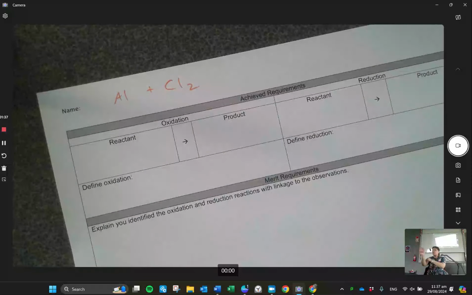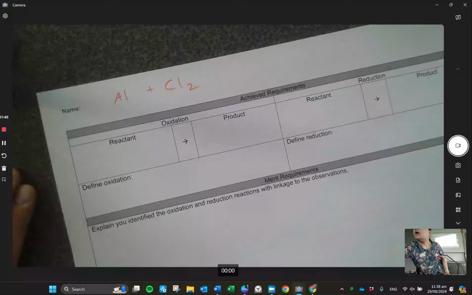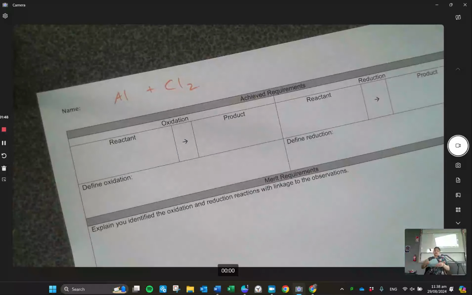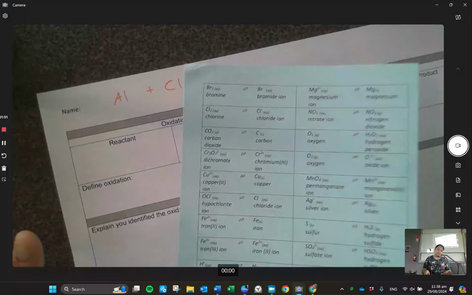Okay, so first thing is that we are dealing with aluminium and we're dealing with chlorine, and we need to think about what's happening as the oxidation and reduction half. We're going to be using our resource sheet over here. So I'm stealing that because I don't know where mine is, to see where things are going.